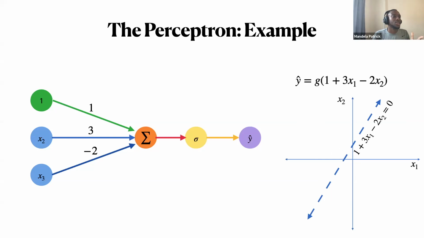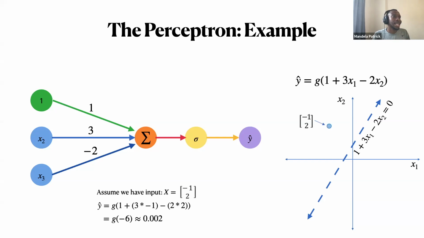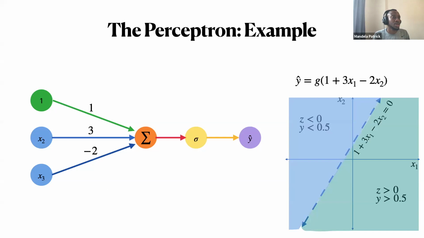That can be represented by a line on an x1, x2 plane. Given some new point, minus 1, 2, we plug it into our equation. x1 is minus 1, so 3 times minus 1 is minus 3. Then minus 4 plus 1 gives minus 6. If you apply the sigmoid activation function, we get 0.002. What that essentially does is allow us to create this sort of boundary, even though the underlying data is not linear.